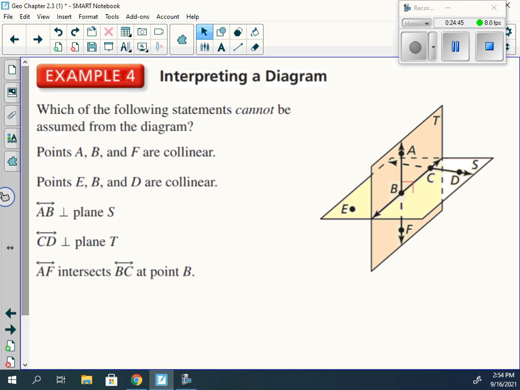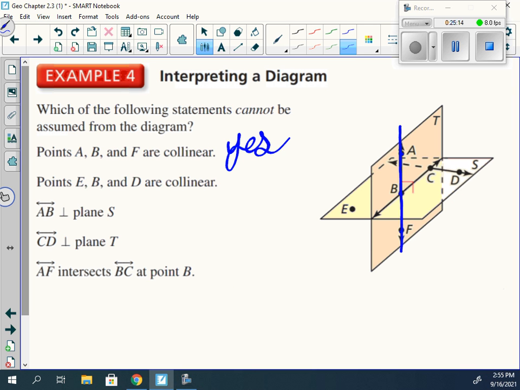So let's look at this here. Which of the following statements can be assumed from the diagram? So the first one, points A, B, and F are collinear. Are they on the same line? A, B, and F. Yes. Are they collinear? Well, yes, because we see that there is a line and all three are on the line, yes? So can we assume that? Yes.